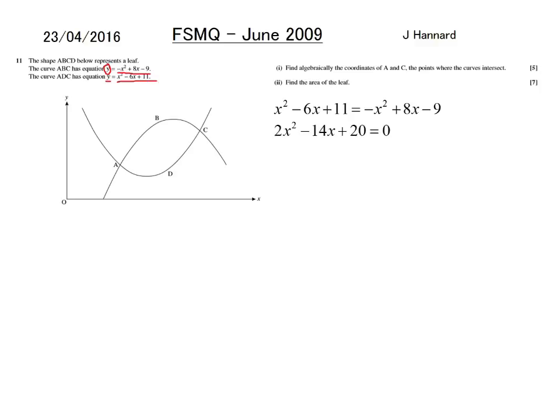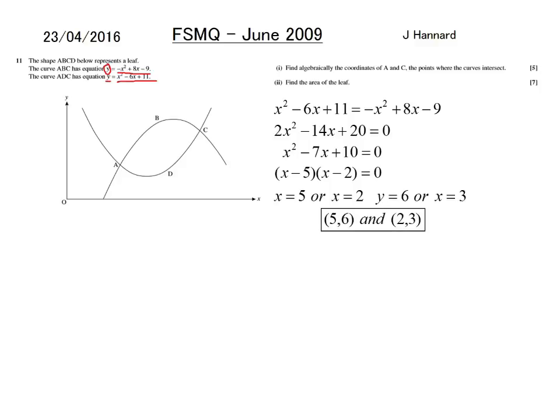Take everything over to the other side. I see a common factor of 2 there, so I just take it out. Now solve that. This one does factorize, so you get that. So your x is 5 or x equals 2. Y equals 6 or 3. So there are your points: 5, 6 and 2, 3.